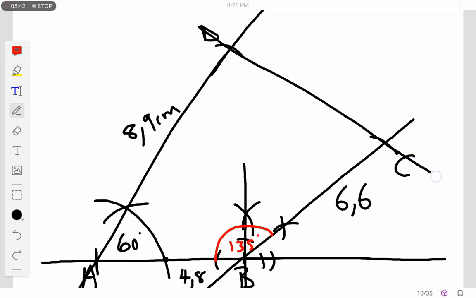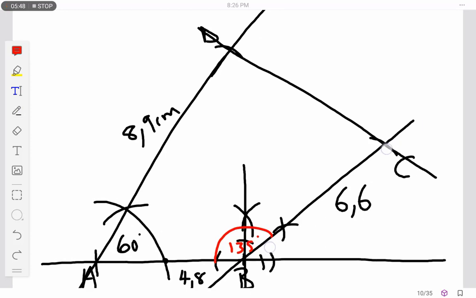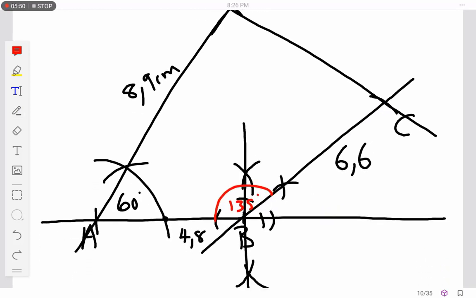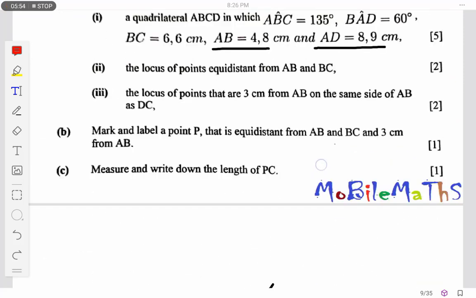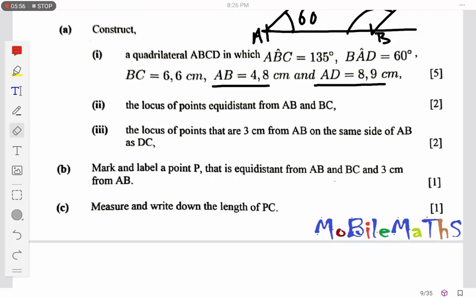Then we have completed our quadrilateral. So this is how our quadrilateral is going to look like, and we can get ourselves 5 marks when we do this. Now let's go and answer the following questions. The following question is saying the locus of points equidistant from AB and BC.